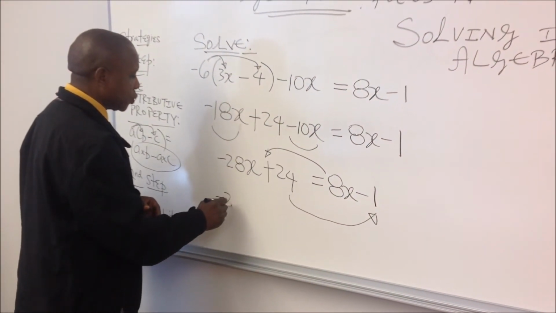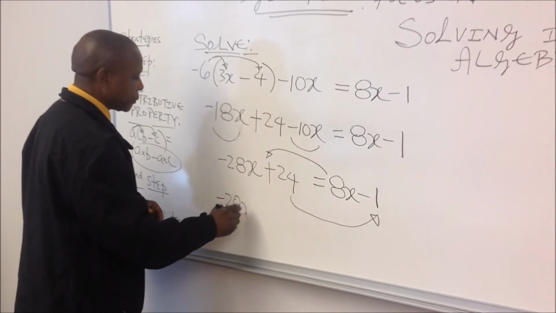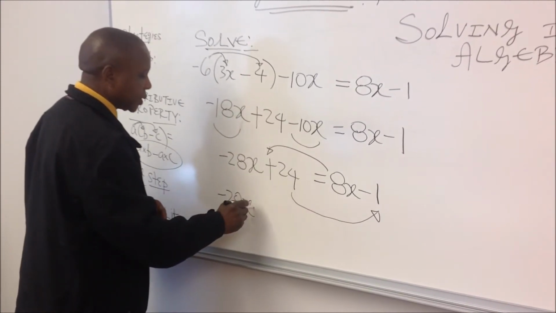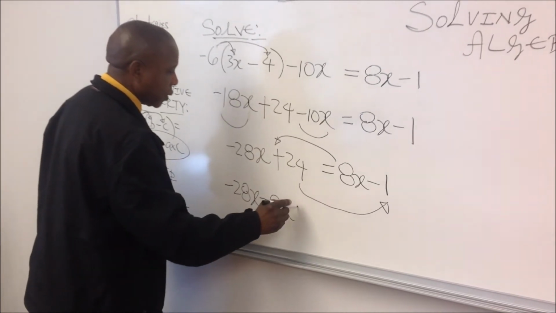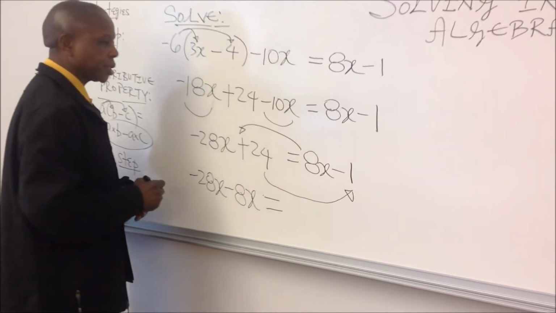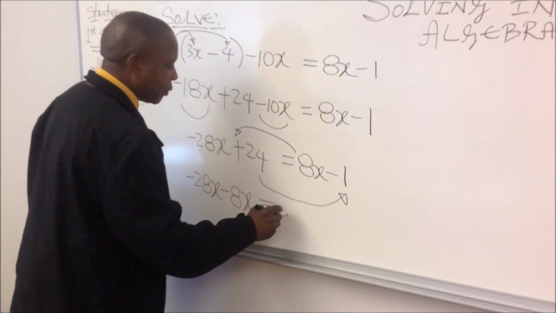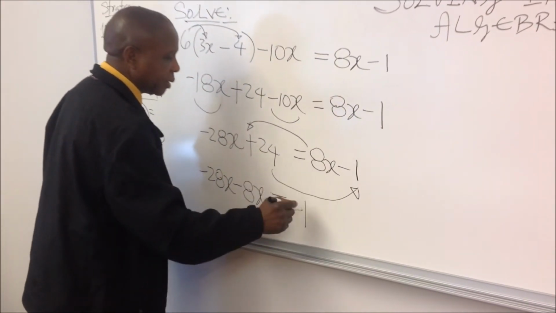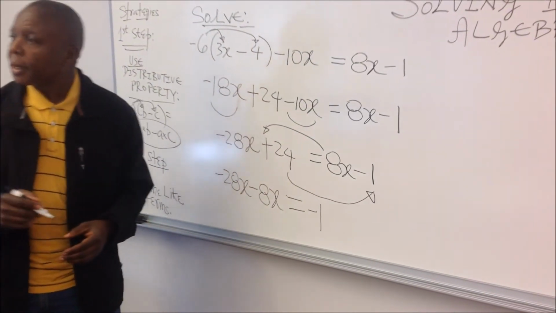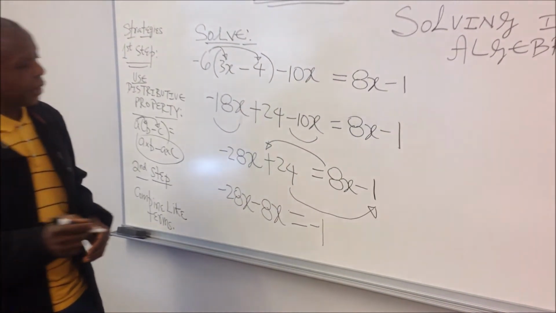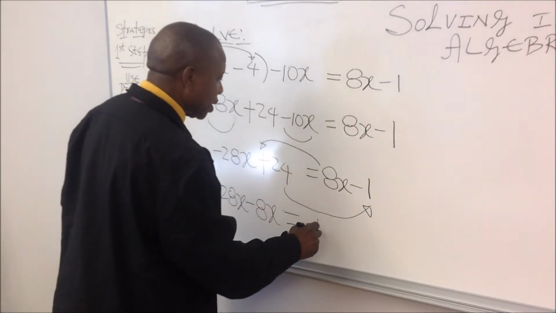Negative 28x minus 8x equals what? Negative 24. Negative 1 and then negative 24. Whose voice is this? Who said negative 24? What's your name? Angela of Houston, Texas. Thank you so much.